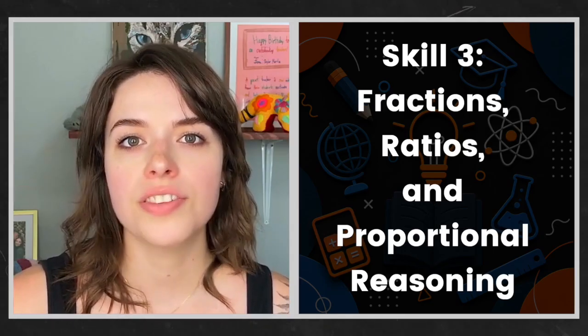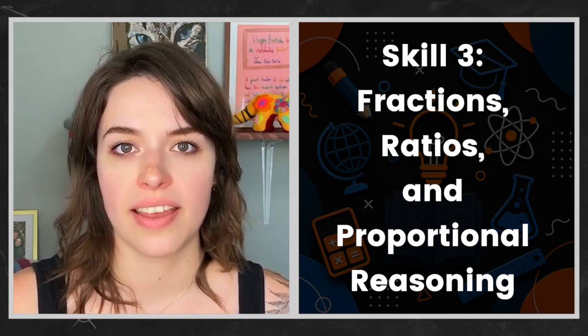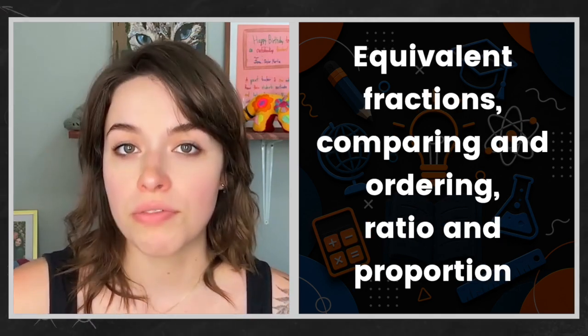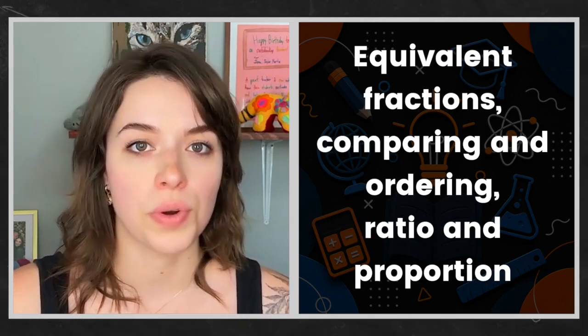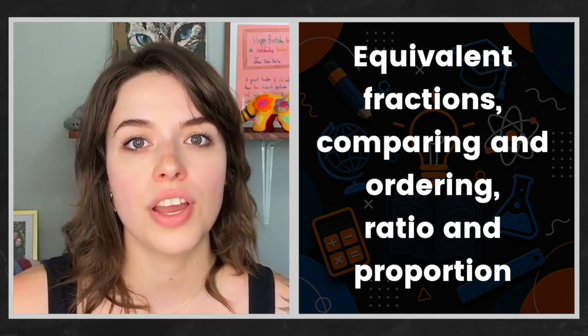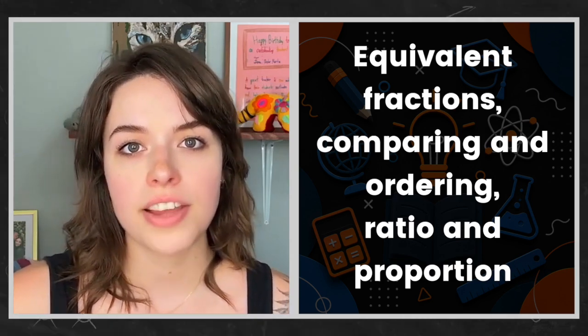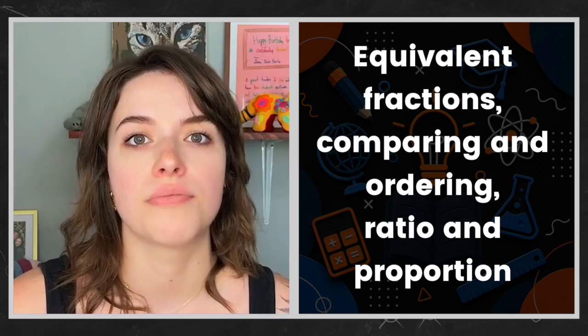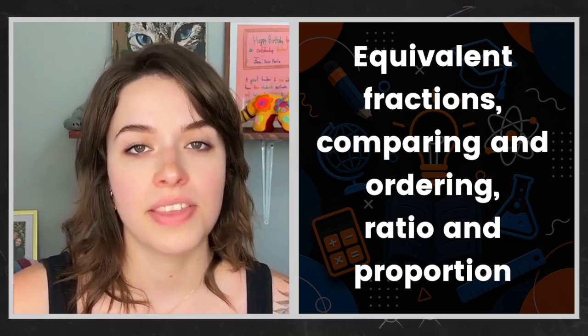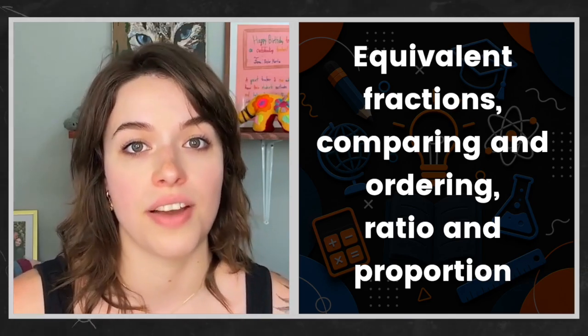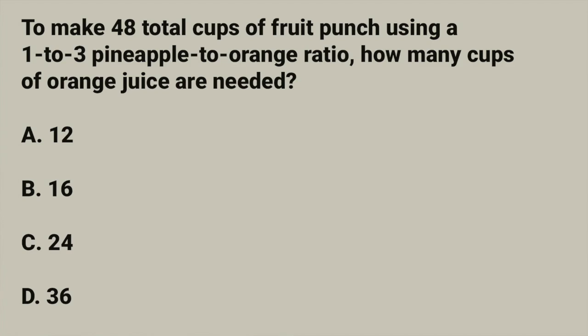Skill 3, fractions, ratios, and proportional reasoning. Expect questions involving equivalent fractions, comparing and ordering fractions, and solving ratio and proportion problems. Fractions and ratios show up on this test more than almost anything else. If these feel shaky, this is worth slowing down on. Here's an example of what you might see on the test. To make 48 total cups of fruit punch using a 1:3 pineapple to orange ratio, how many cups of orange juice are needed?